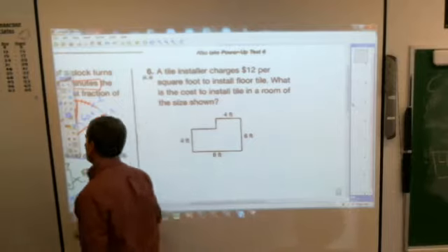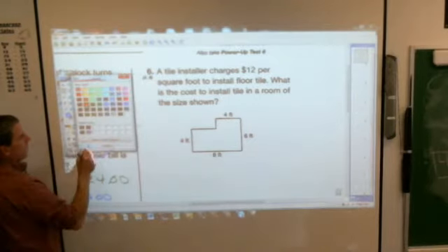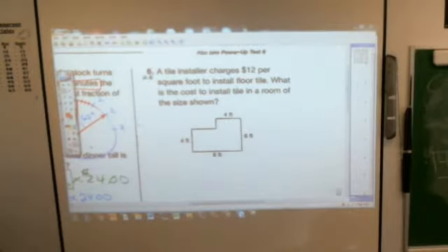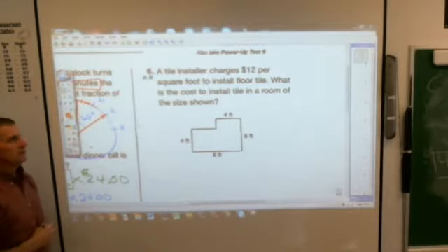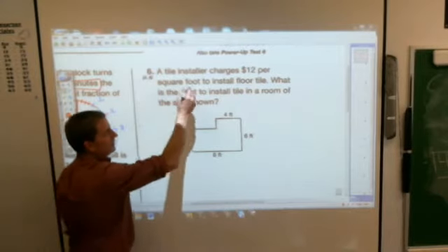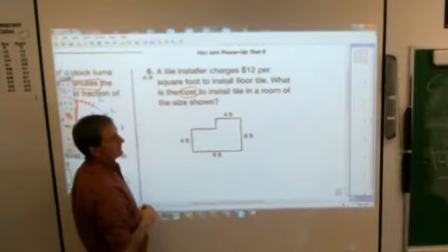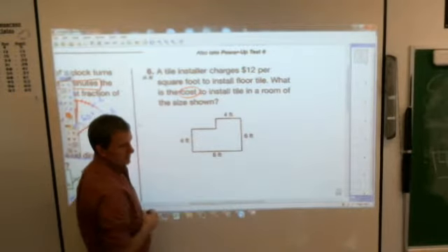Number 6, boys and girls and children of all ages, says a tile installer charges $12 a square foot to install the floor tile. What is the cost? We're looking for money here to install the tile on a room that's like this.